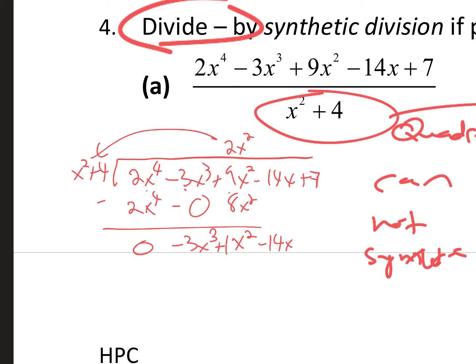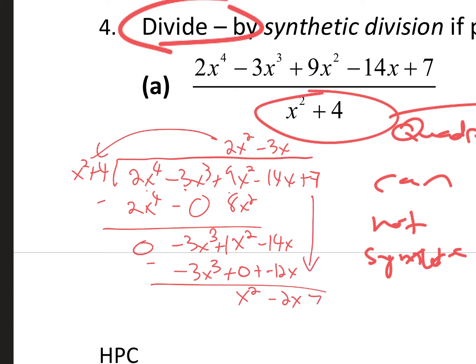Next step would be, how would I get there? That'd be negative 3x. That gives me negative 3x cubed down here. 0 for that middle term. And then I get negative 12x. I subtract, and I get negative 2x. I get 1x there. That's x squared, sorry. And I drop down my 7.